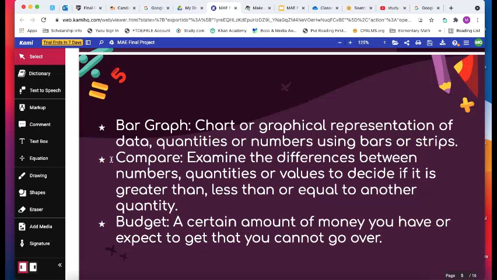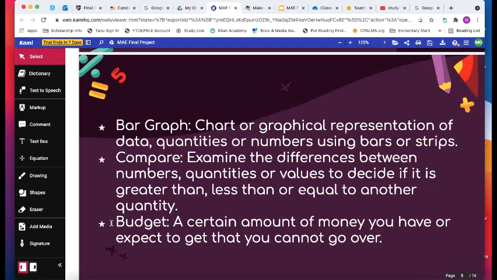The second one is compare. I know you guys have probably heard this in language arts, but what it means in math is to examine the differences between numbers, quantities, or values to decide if it is greater than, less than, or equal to another quantity. And the third one that we are going to be looking at in this lesson is budget.